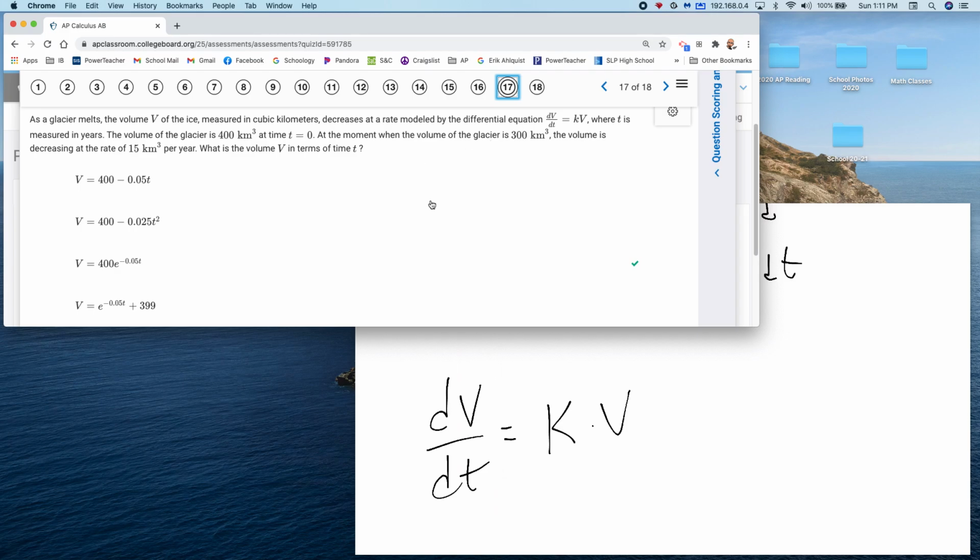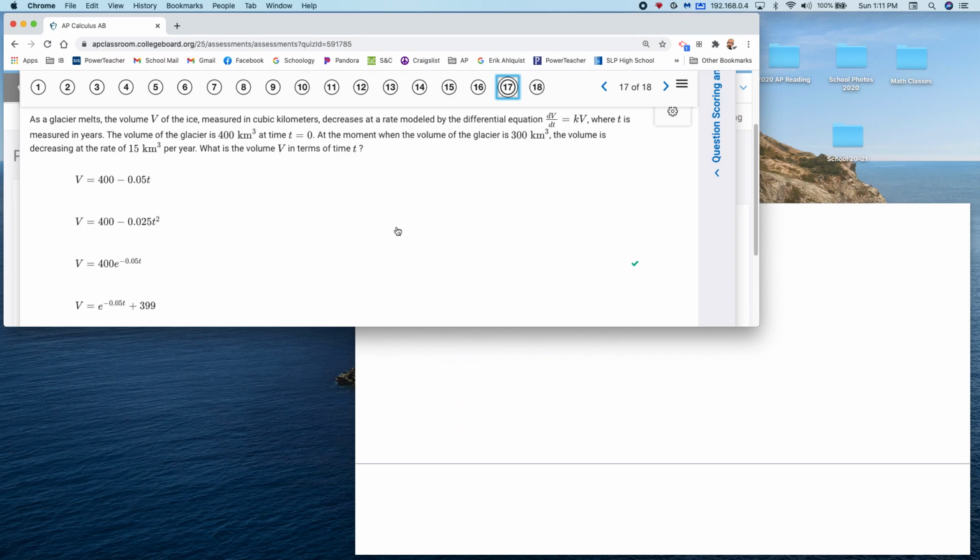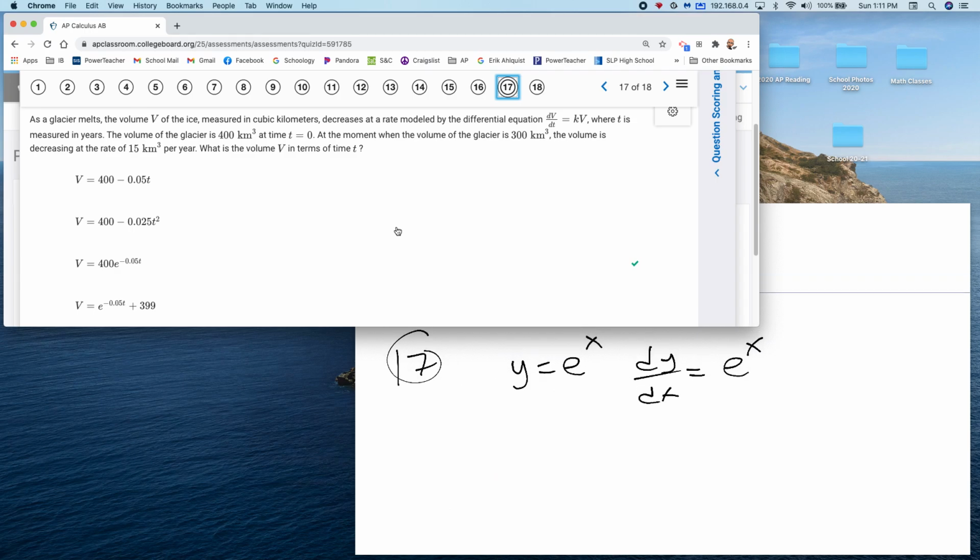where you have to realize on number 17 that if y equals e to the x, dy dx is equal to e to the x. You have to realize that derivative gets itself. So notice that dy dx is equal to y in that case, right?